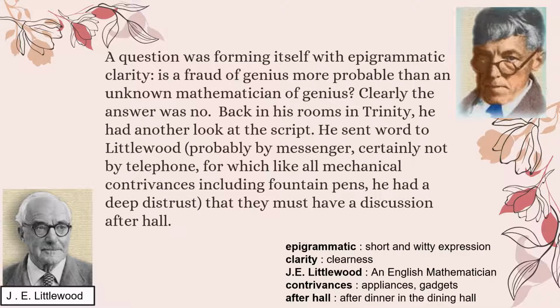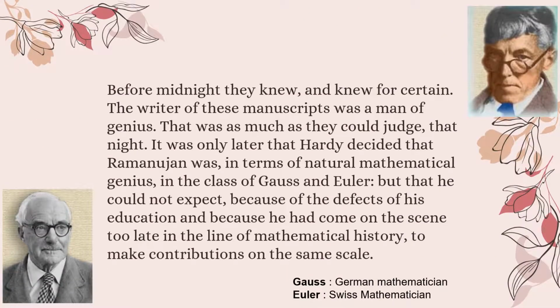Before midnight they knew for certain the writer of these manuscripts was a man of genius. That was as much as they could judge that night. It was only later that Hardy decided that Ramanujan was, in terms of natural mathematical genius, in the class of Gauss and Euler, but that he could not expect, because of the defects of his education and because he had come on the scene too late in the line of mathematical history, to make contributions on the same scale.